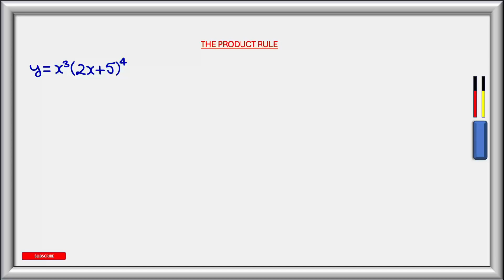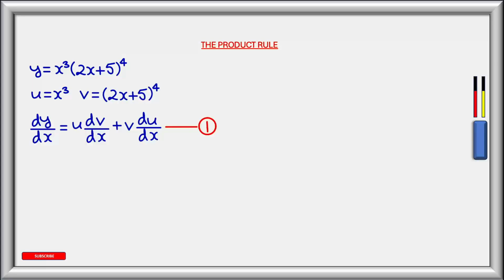So we can see that y is the product of two functions, x cubed and 2x plus 5 raised to the power of 4. So for this one, we can let u equal x cubed and v equal 2x plus 5 raised to the power of 4. And using the product rule, the derivative of y with respect to x is equal to u multiplied by the derivative of v with respect to x plus v multiplied by the derivative of u with respect to x. So let's find dv by dx and du by dx.